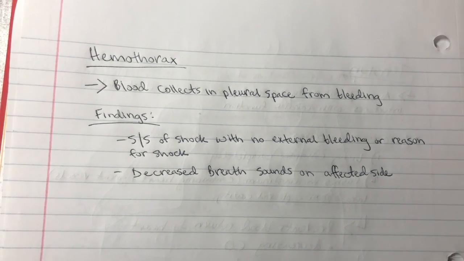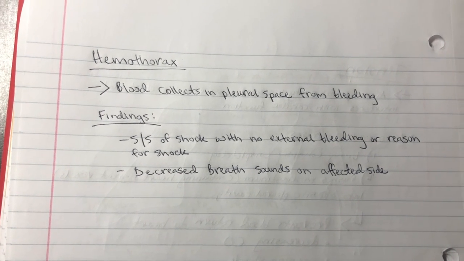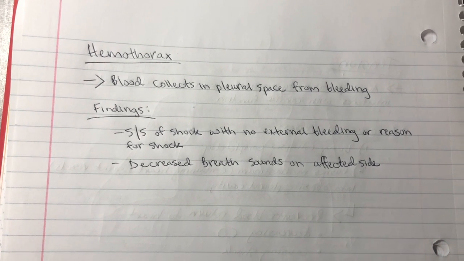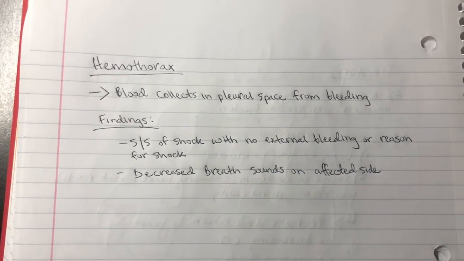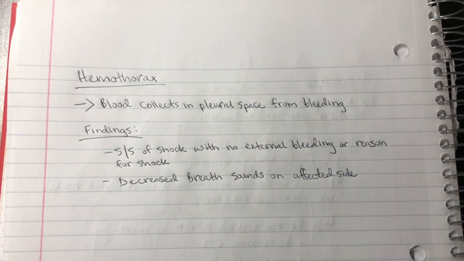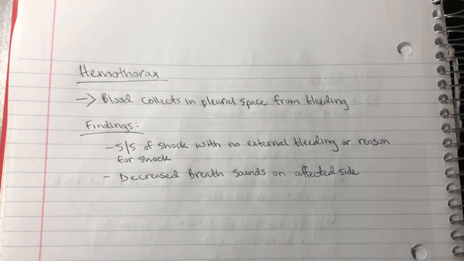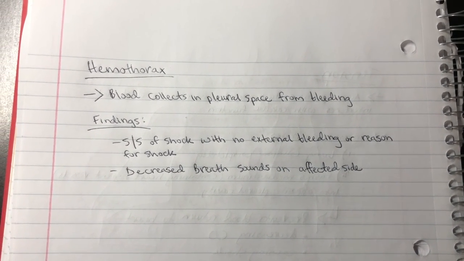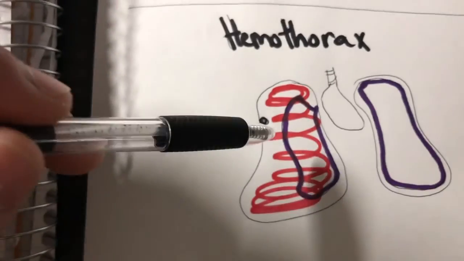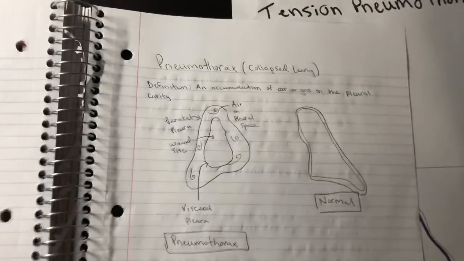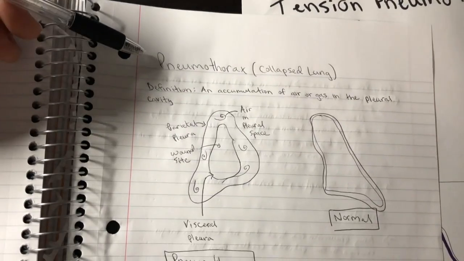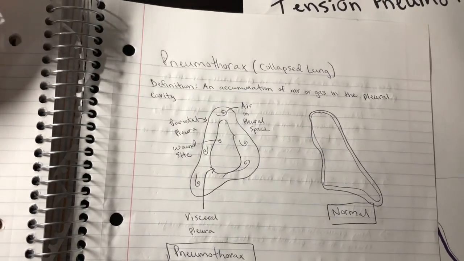Some findings are signs and symptoms of shock with no external bleeding or reason for shock, and then decreased breath sounds on the affected side. So that would be this side, it would be decreased breath sounds. And that is overall pneumothorax, and some of the types of pneumothorax that may be found. Thank you.